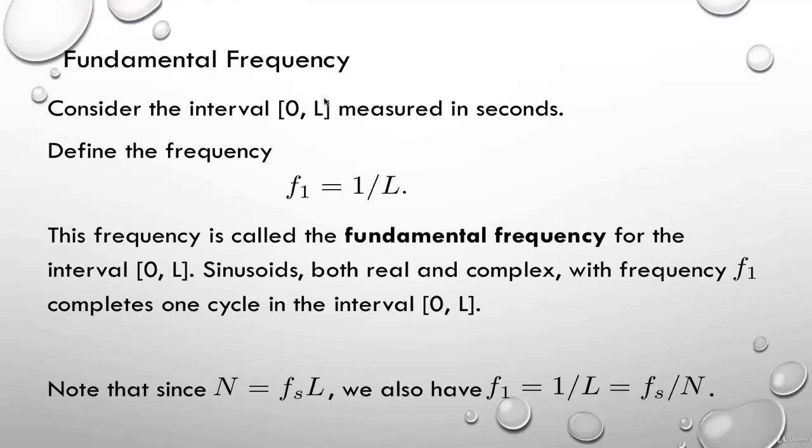Note that we saw earlier that Fs times L is the number of samples, N. If I use that formula, I can do this another way. If I solve for 1 over L, then I get that 1 over L is the same thing as Fs over N. So the fundamental frequency can be computed by 1 over L, or by taking the sampling rate and dividing by N.